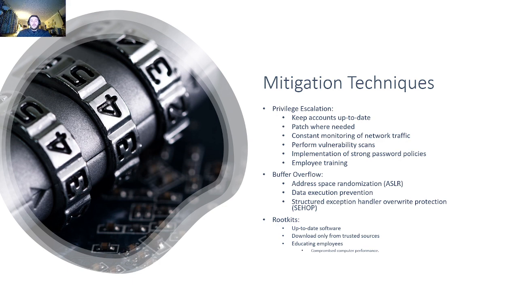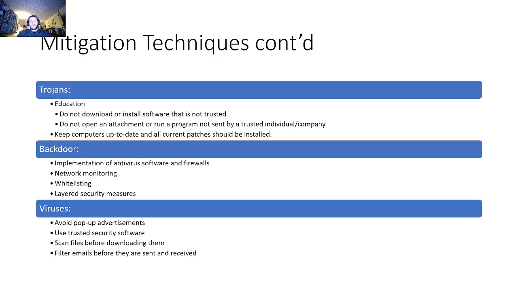And then you've got structured exception handler overwrite protection. It's a bit of a handful, but this is used to assist in stopping malicious code from abusing structured exception handling, the software and hardware exception managers, and it's based on the stack-based buffer overflow, as we talked about before. Rootkits, again, keep software up to date. We want to download only from trusted sources, and then education of employees or of our company.